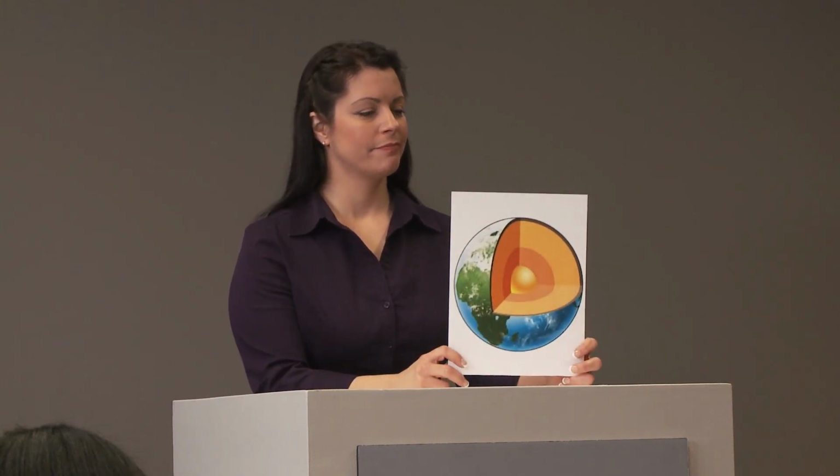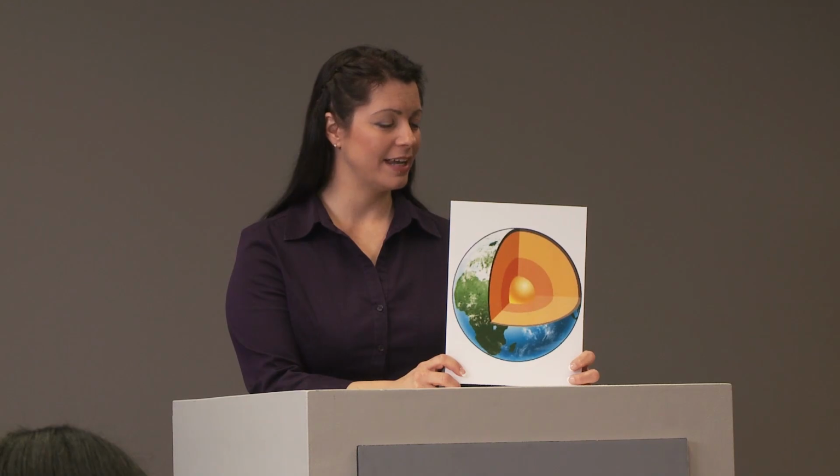Now I'd like to discuss each of the three main layers of Earth. First, the crust. Earth's crust is what we see when we look at Earth's surface. If you imagine that Earth is a piece of fruit, the crust is like the skin of the fruit. Our planet's skin is made up of solid rock.